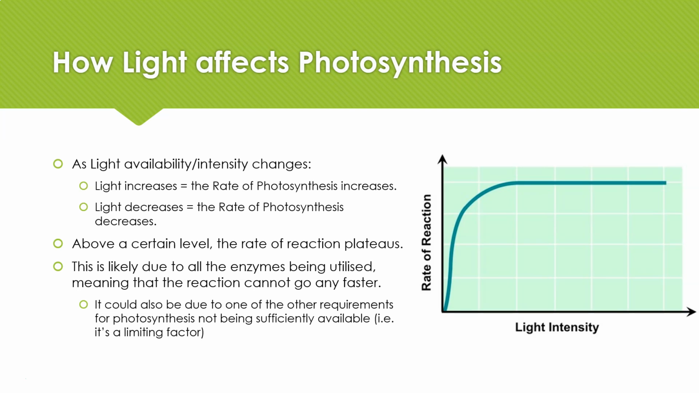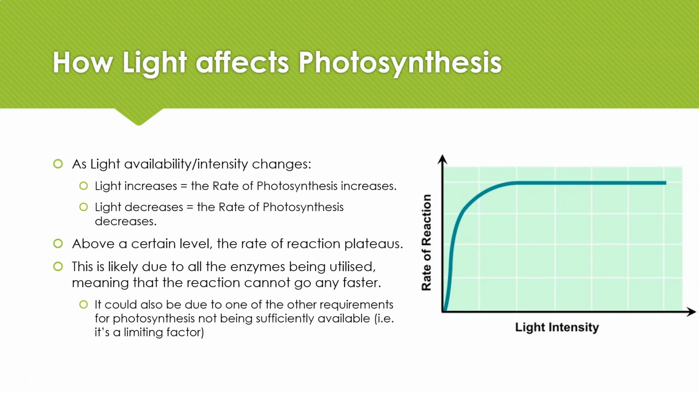The next thing to talk about is light. You might notice that the graph for how light intensity affects the rate of reaction is very similar to how carbon dioxide affected it. That's because it's acting like a reactant. And this is a very classic shape of a graph for how changing your reactant or substrate concentration will affect the rate of reaction.